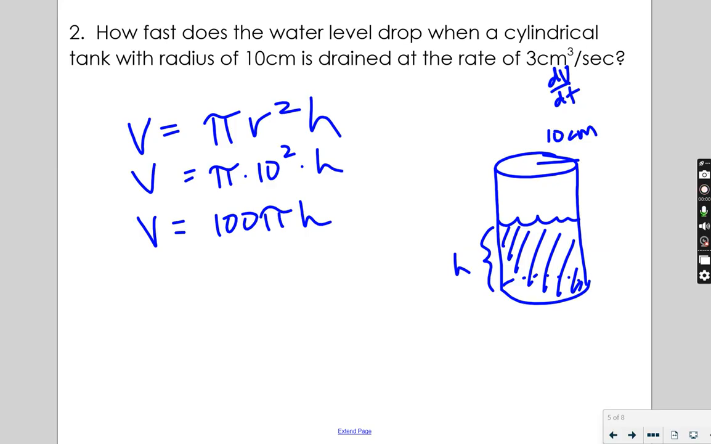Okay, now that we've plugged in the things that aren't changing, now we're going to take the derivative. So what's the derivative of V? dV dt. And over here, 100 pi h. What do you think that's going to be? 100 pi times dh dt.